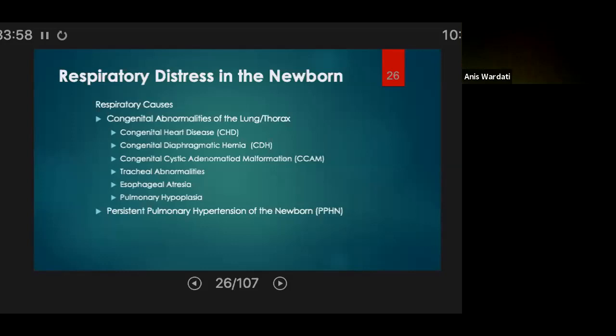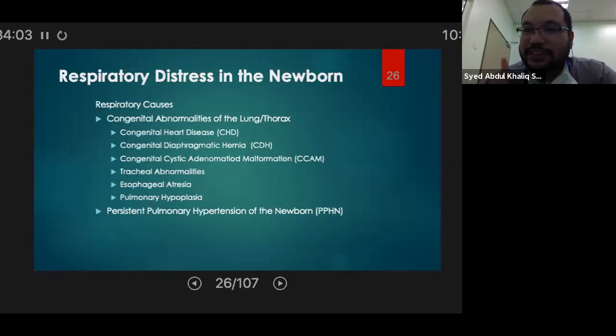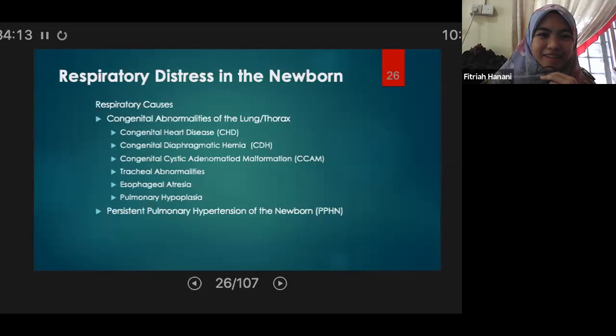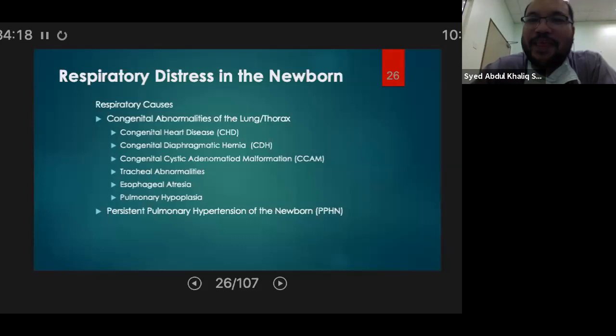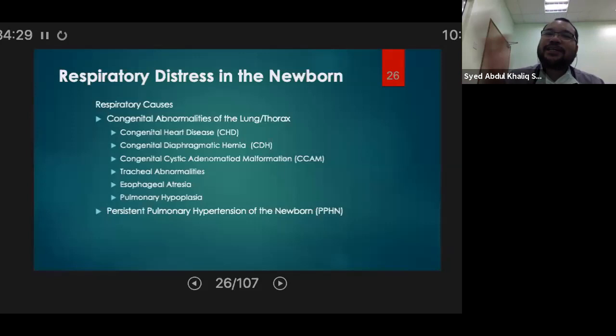Kalau you have a child with VSD, lepas tu you buat scan, you nampak dia punya shunting tu right to left. What is that? I think it's dah jadi Asperger syndrome. Yes, very true. Bagus. So if you have VSD and then you have right to left shunt, so there is Eisenmenger. Eisenmenger is an irreversible pulmonary hypertension. So, dia jadi right to left shunt.